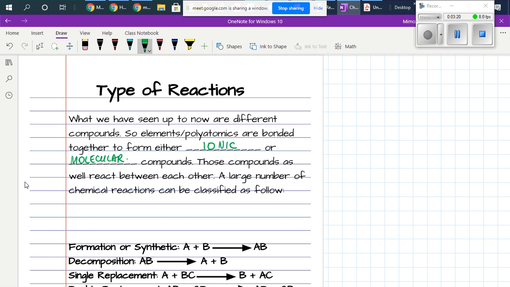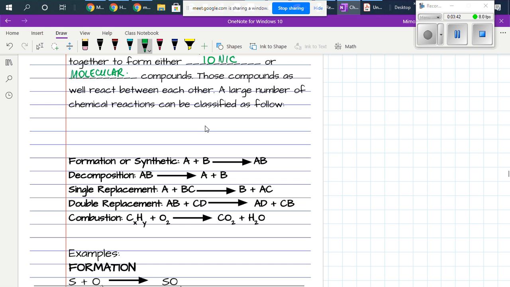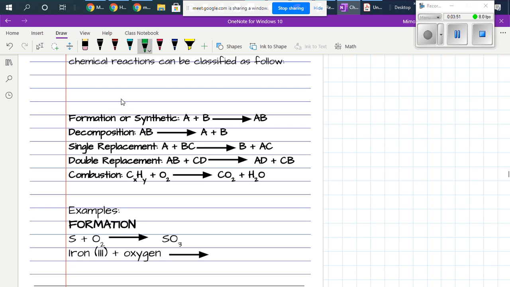Now, those compounds or elements are reacting between each other. What we see after that are different chemical reactions happening between either the elements or compounds. So the very first type of reaction that we see is when we have a formation or synthesis. So this is the first type of reaction.